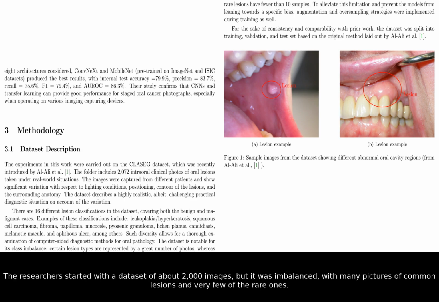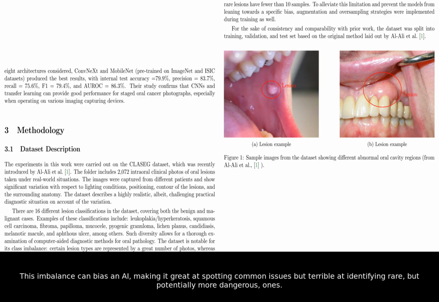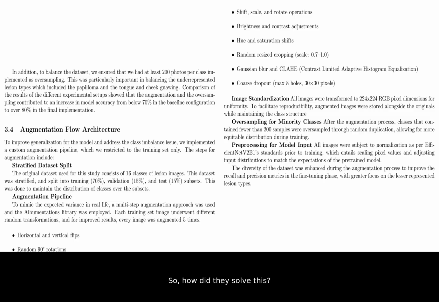The researchers started with a dataset of about 2,000 images, but it was imbalanced, with many pictures of common lesions and very few of the rare ones. This imbalance can bias an AI, making it great at spotting common issues, but terrible at identifying rare, but potentially more dangerous ones. So, how did they solve this?